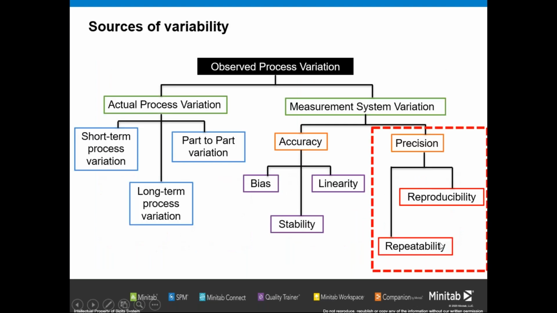So these are the sources of variability. Inside the observed process variation, we have the actual process, which we call part-to-part variation. What we want to do today is focus on the measurement system, but inside the measurement system variation, we just focus on the precision part, which is repeatability and reproducibility. The others we do not cover in this webinar.